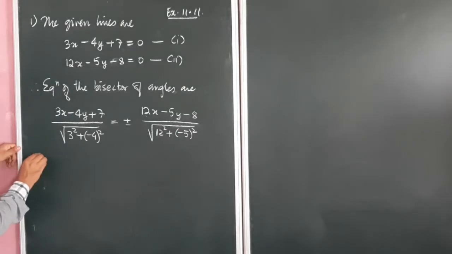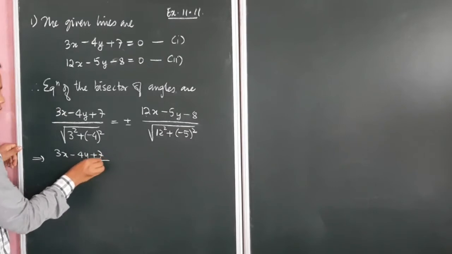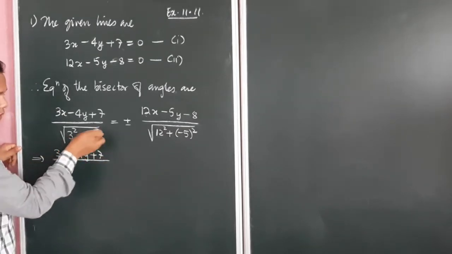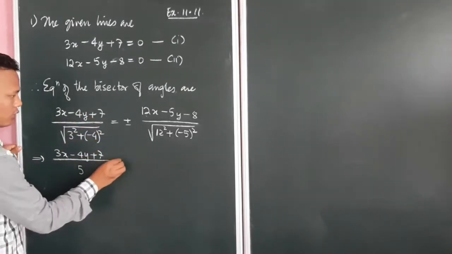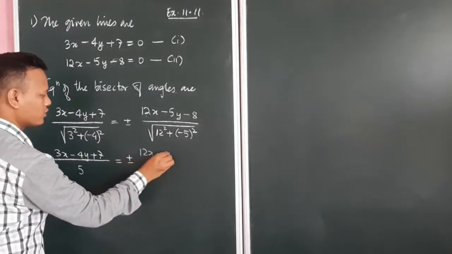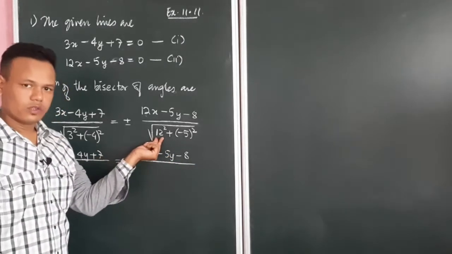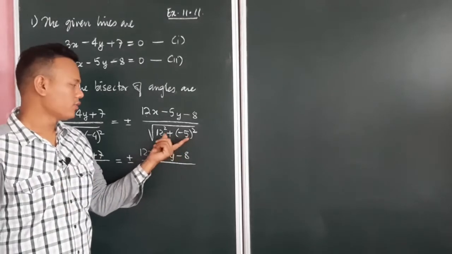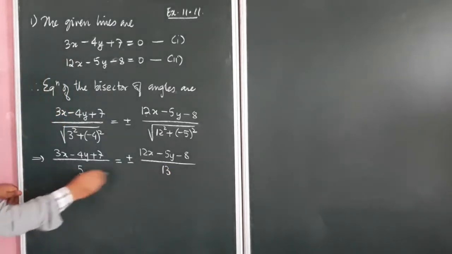Okay, let's simplify this now. We have 3x minus 4y plus 7 divided by the square root of 9 plus 16, which is the square root of 25, and that is 5. So we have plus minus 12x minus 5y minus 8 divided by the square root of 144 plus 25, which is 169, and the square root of 169 is 13. All right, let's do the cross multiplication.